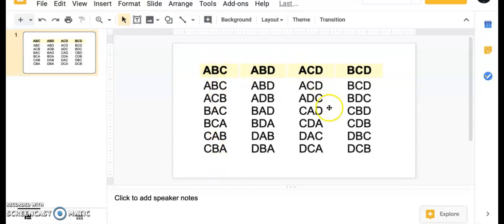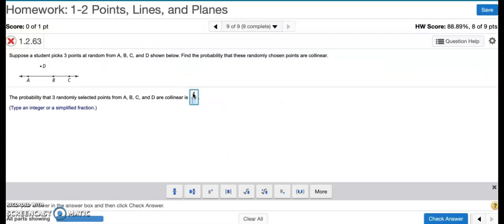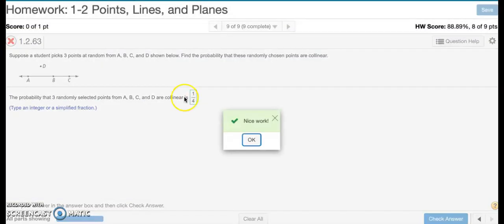7 out of a total of 28, so we have 7 over 28 as a fraction, which becomes 1 over 4. So let's put that in. So 1 over 4 is the answer for number 9.